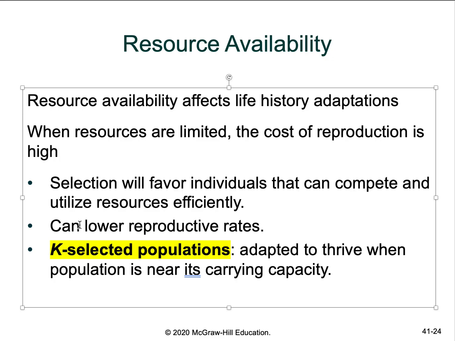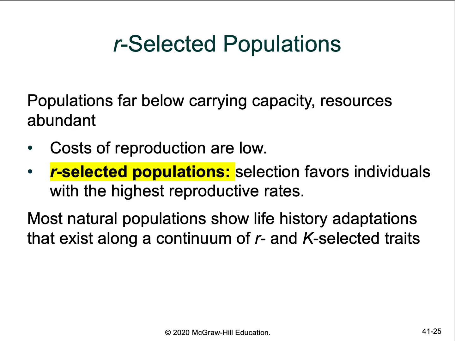K-selected species will be things like an elephant, a human, things that have lower reproductive rates, versus animals that reproduce really fast, like a cockroach or a mouse. On the opposite side of the spectrum, we call those R-selected species, that they have high reproductive rates. Like we said before, the cockroaches, the mice, and I guess rabbits as well.